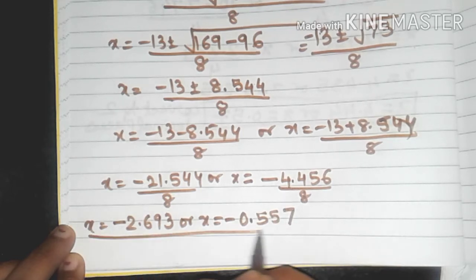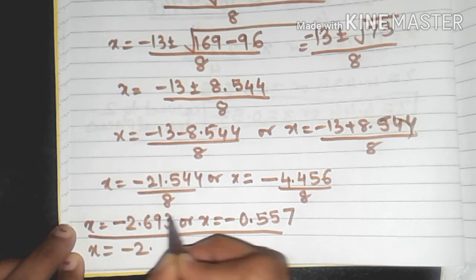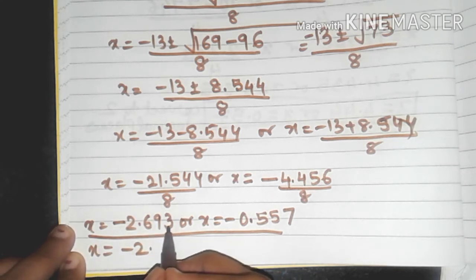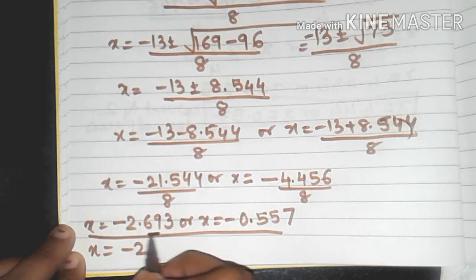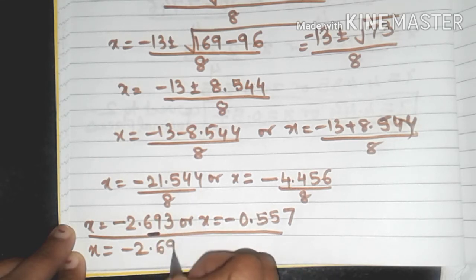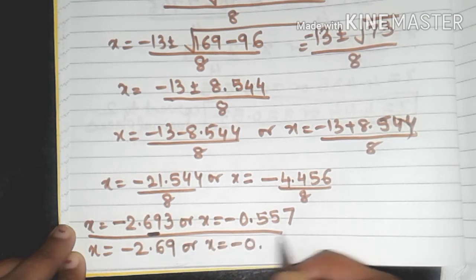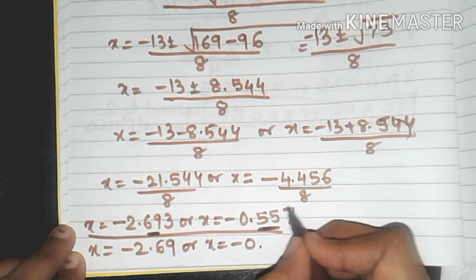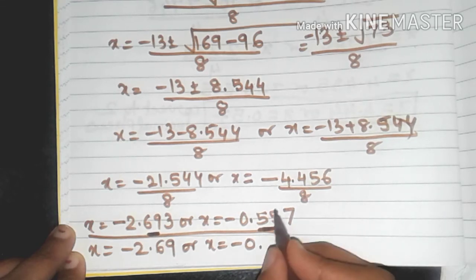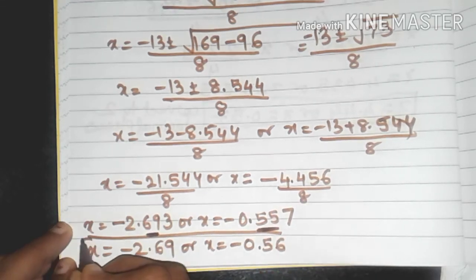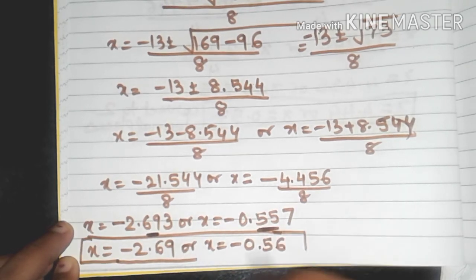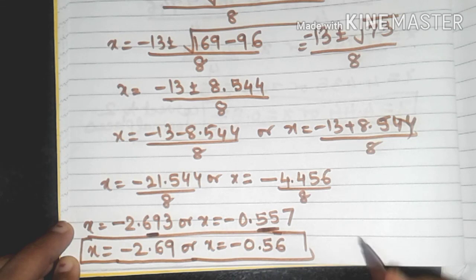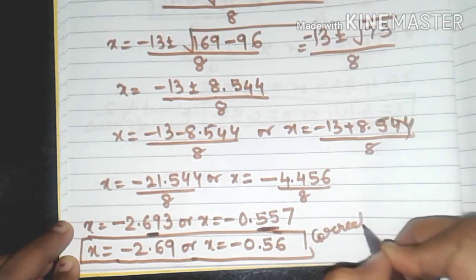Okay, but we have to find it correct to two decimal places only. So x is minus 2 point. Two decimal places means these two, but let us look at 9. Because this 3 is anyway less than 5, the 9 will be as it is. So we'll get minus 2.69, or x is minus 0.55, but because of this 7, this 5 will become 6. So the final answer is x is minus 2.69 and minus 0.56. This is the final answer.